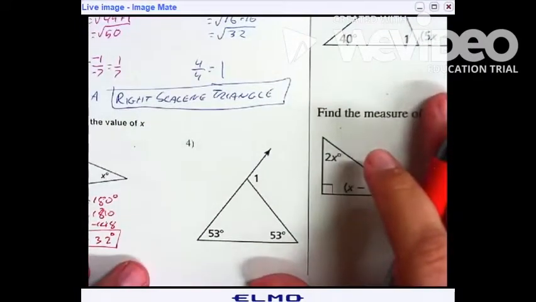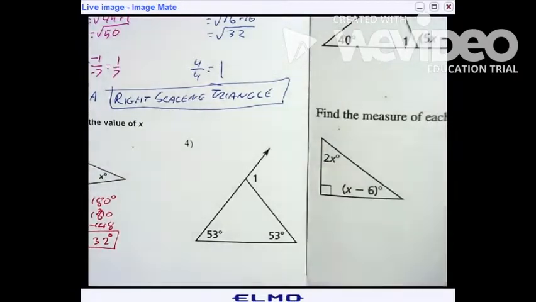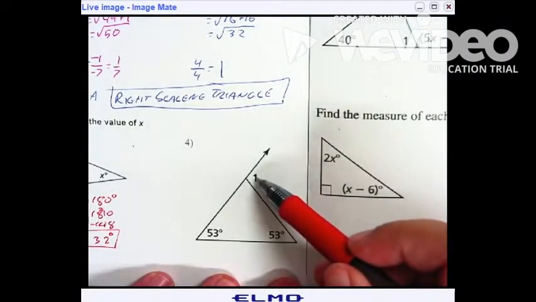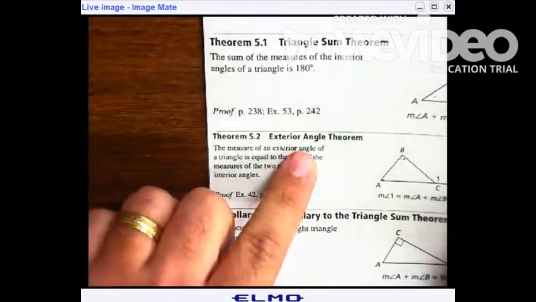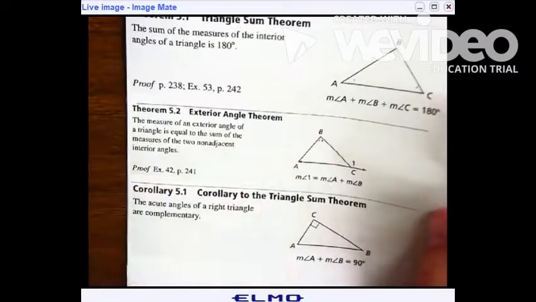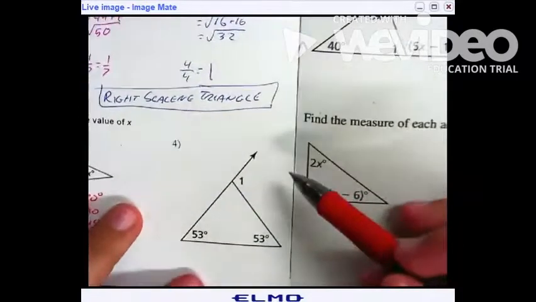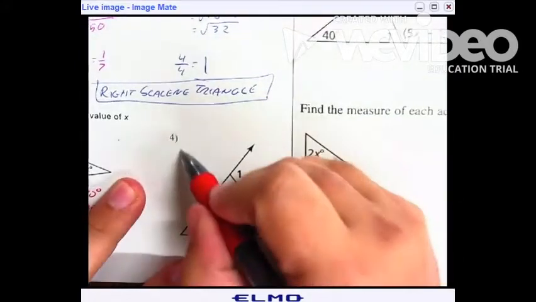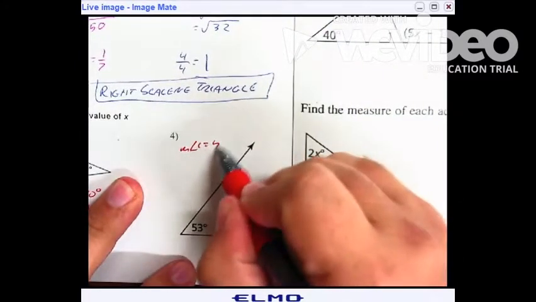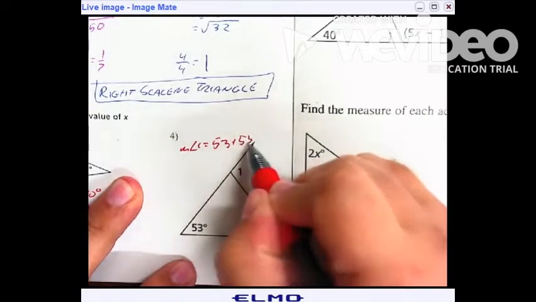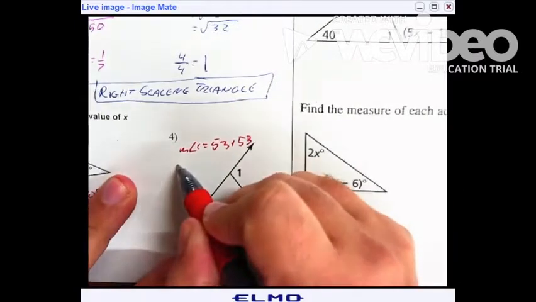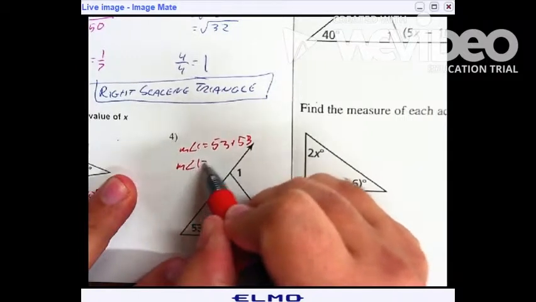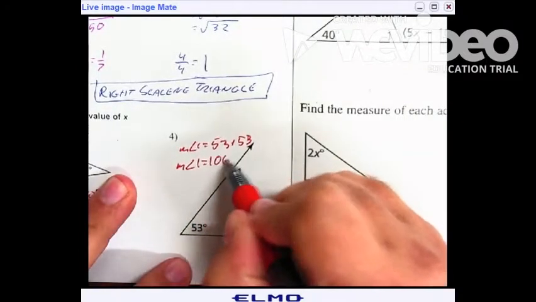So let's take a look at number 4. Here we are looking for angle 1. Well, what was the name of that one? The exterior angle theorem says that angle 1 equals the sum of the two angles that are not adjacent to it. So angle 1 is going to equal the sum of these two angles. Right? So that means the measure of angle 1 equals 53 plus 53. That's easy enough. That means the measure of angle 1 equals 106 degrees.